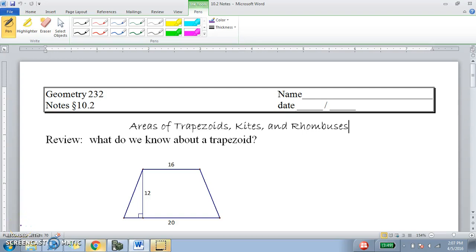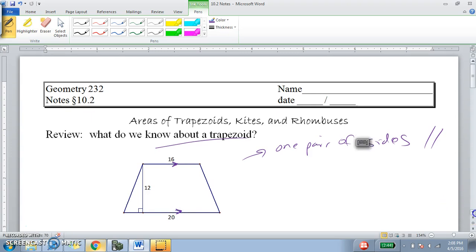This is Geometry, Section 10.2, Areas of Trapezoids, Kites, and Rhombuses. So, we're starting with a trapezoid. What do we know about a trapezoid? Well, we know it has four sides, and we know that one pair of sides has to be parallel. So, in this example, this side would be parallel to this side.